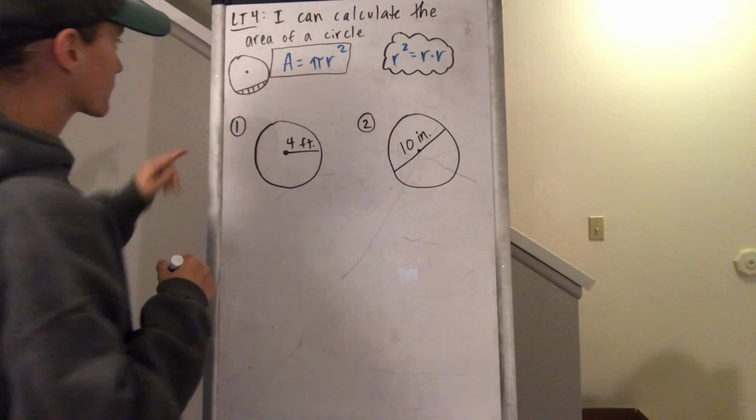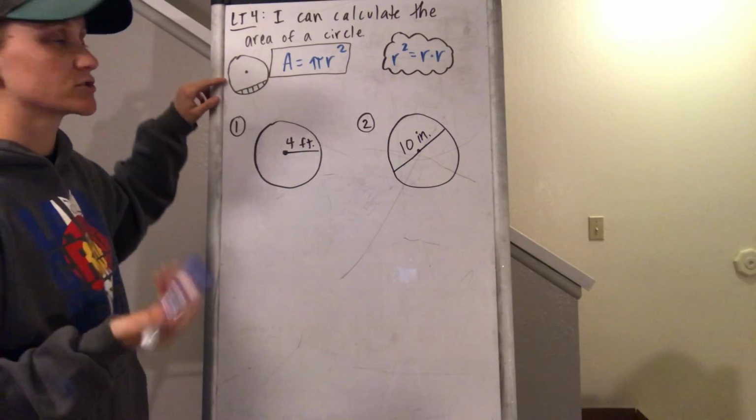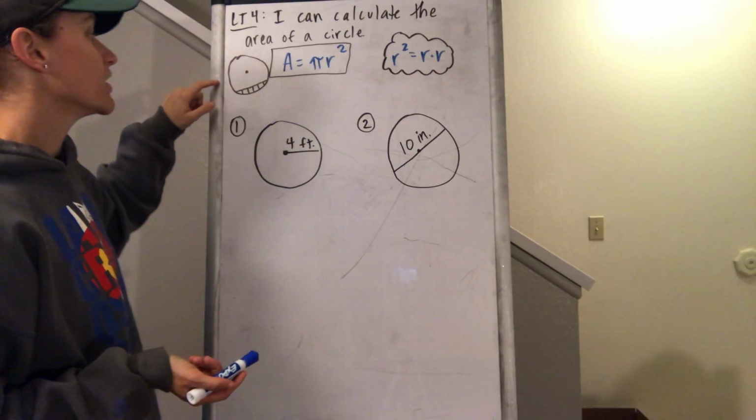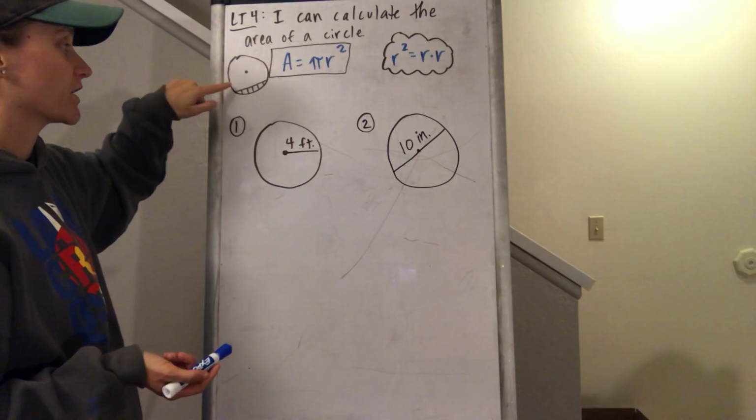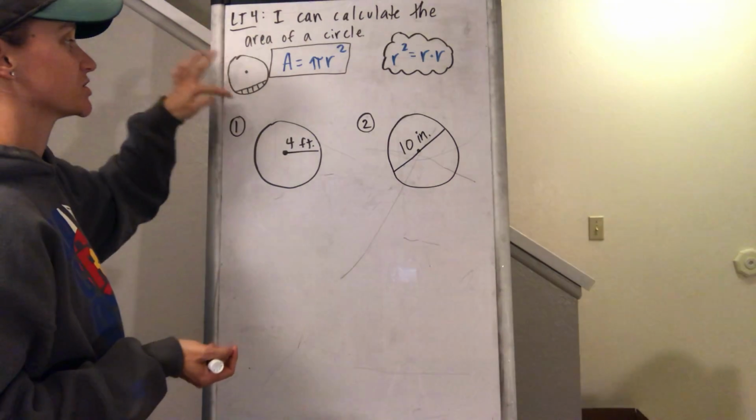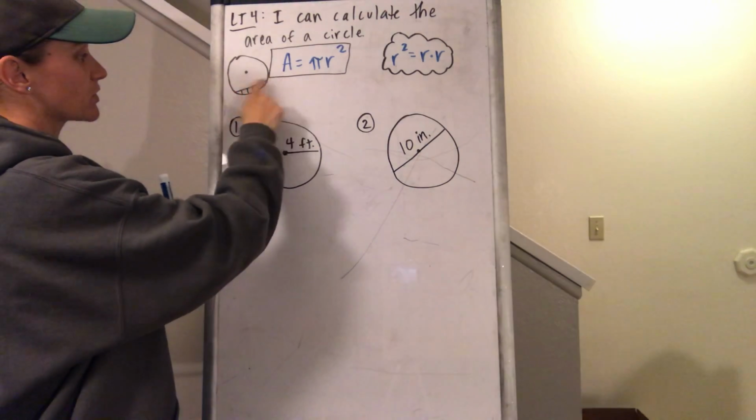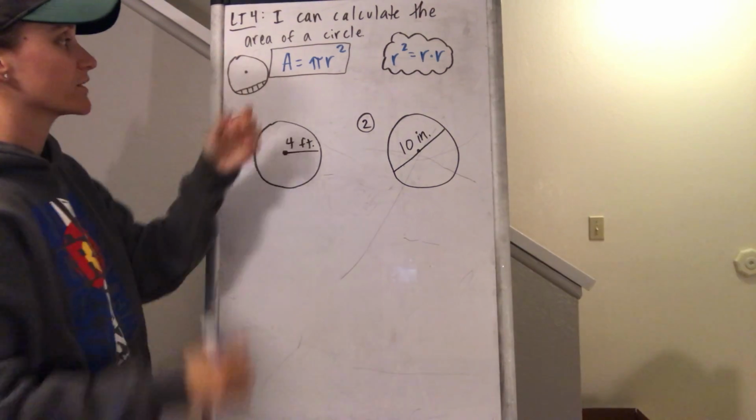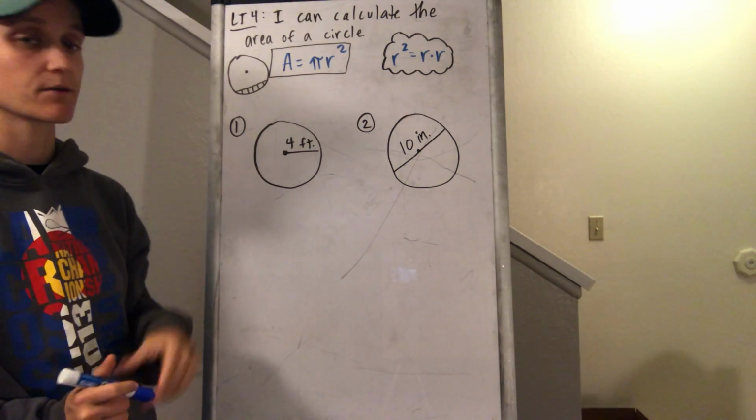Okay, so remember it's the same thing with rectangles and triangles, all those shapes we find the area of. You're just trying to figure out how many unit squares fit inside the shape. So if I was to go through and draw all the little squares in here, the area is just figuring out how many squares fit in there.